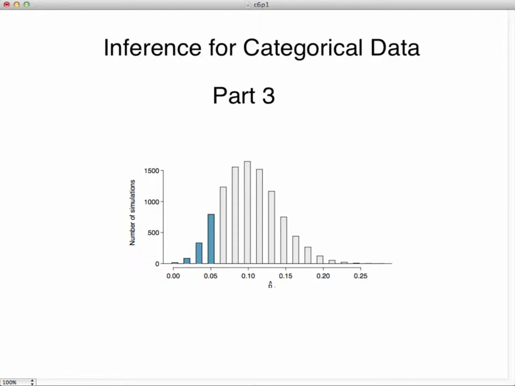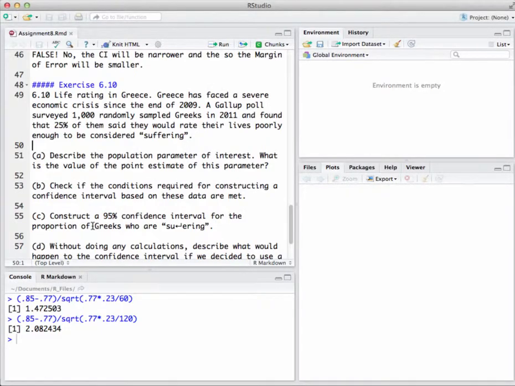So in this part of our little laboratory foray here, we're going to take a look at problem 6.10. Again, another problem that has been in the news, what's going on in Greece.